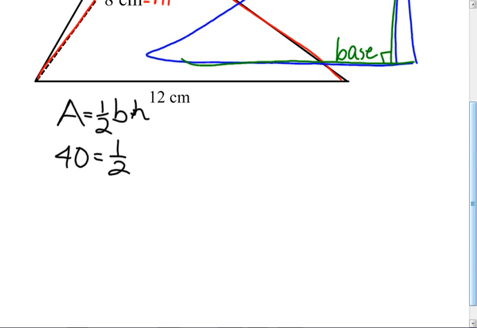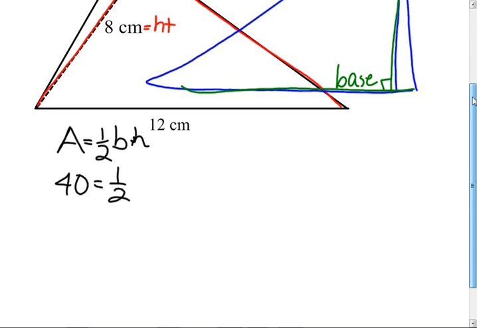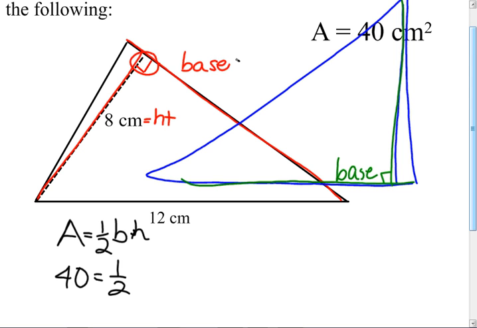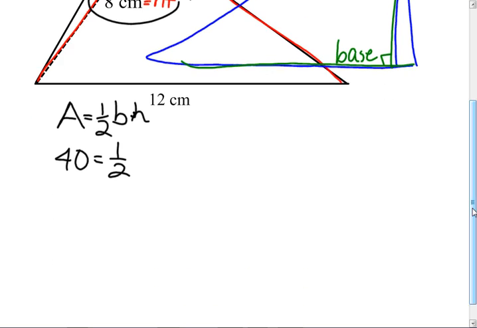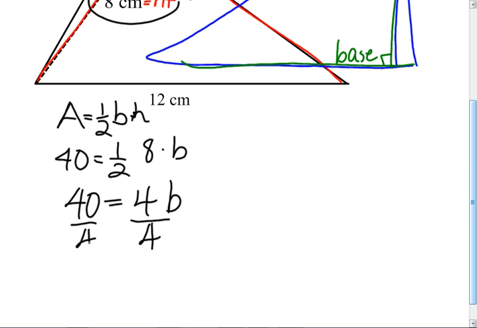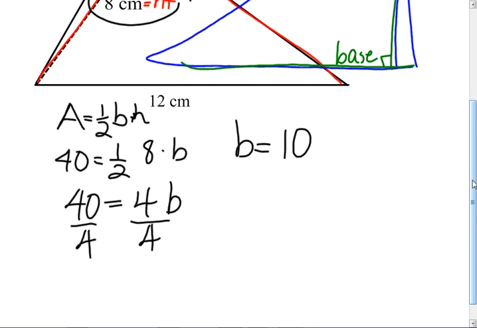Now, the base and height of this triangle, it's not sitting on the base and height. This is the base. That's the height that goes to that base. So it's 8 times B. Can I take half of 8? Well, I can. Can you guys take half of 8? Yes? No? It's 4. So then what do we do? We divide by 4. And how many times does 4 go into 40? 10. What are the units?